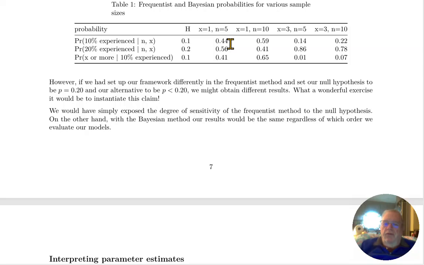Yeah, 44 to 56, 59 to 41, 14 to 86, 22 to 78, and here we get 41, 65, 1, and 7. This is very, very sensitive to the size of this given the sample. In other words, you can hack this down simply by getting more data. And I think that's been one of the major issues with the frequentist approach in certain situations. Just get more data and bring this thing right down. Right? Make it more or less.